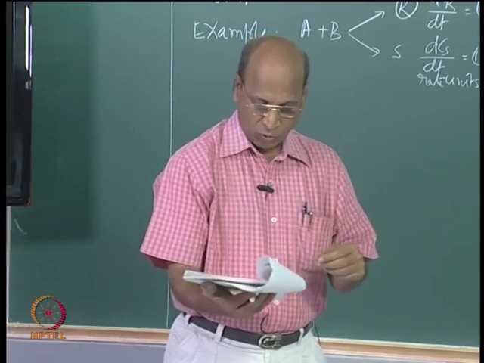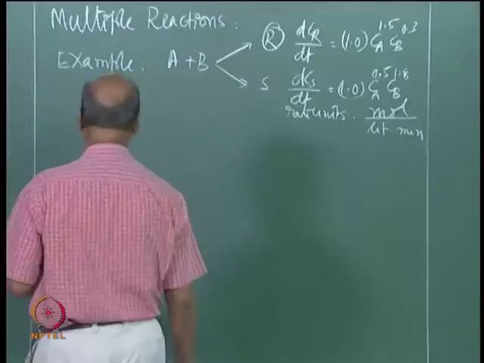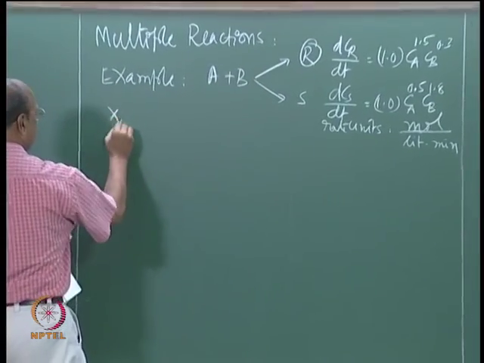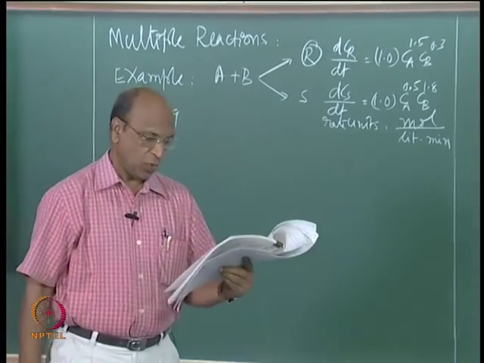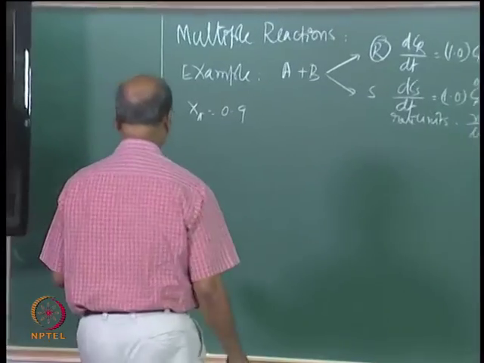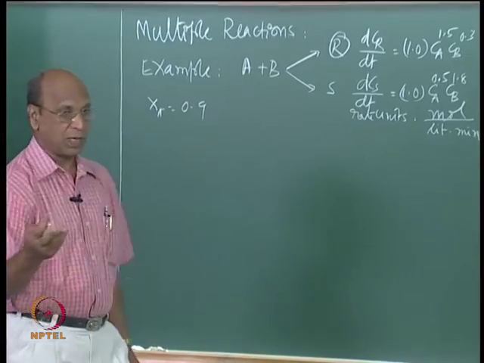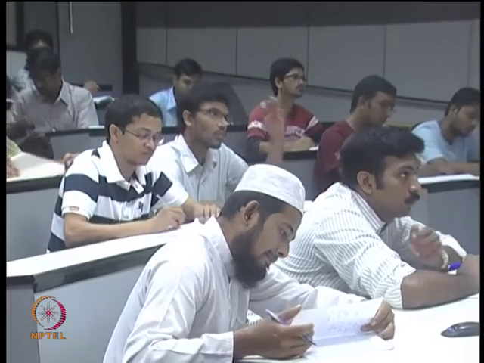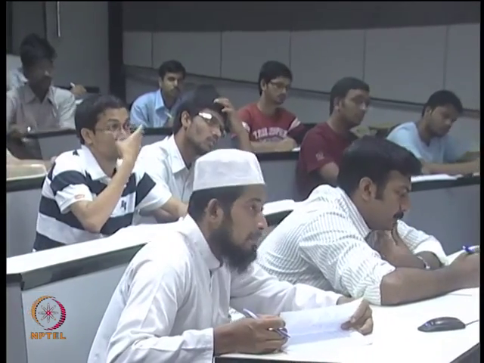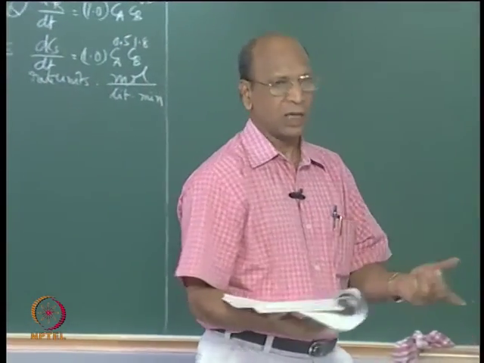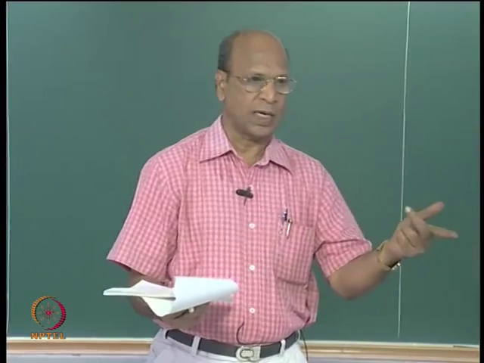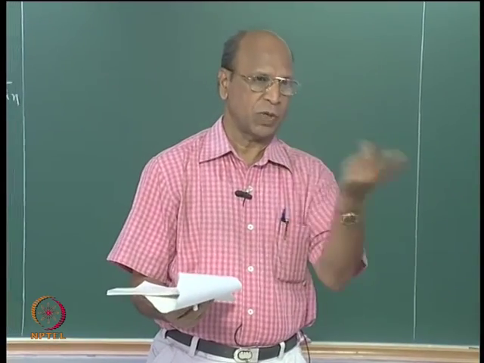Then please write below, for 90% conversion of A, that is xA equal to 0.9, find CR in product in MFR and PFR. I can also ask for phi p. Phi p is, once you get CR, CR divided by CA naught, which gives yield 1, and CR divided by CA naught minus CAF gives yield 2.